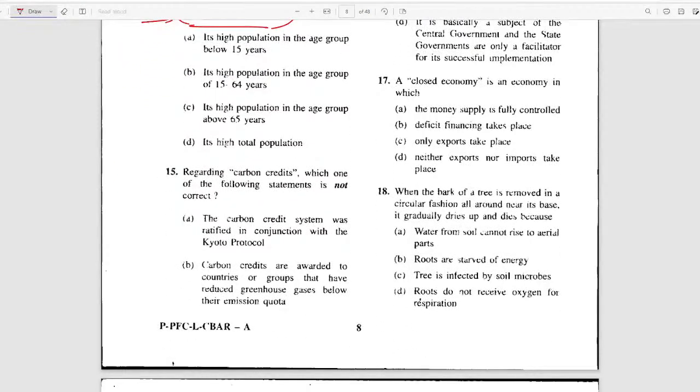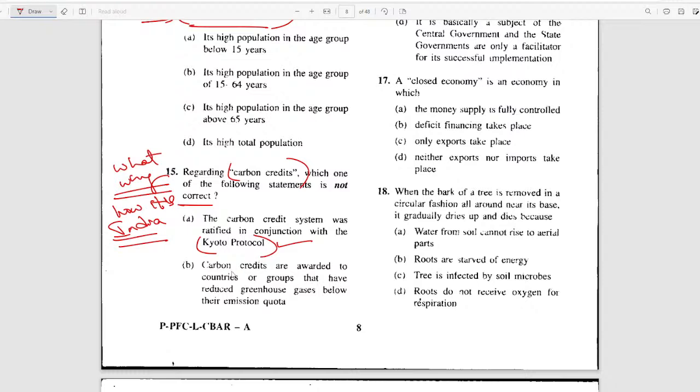The 15th question is regarding carbon credits. Which one of the following is not correct? Carbon credits are important, so read about carbon credits. What are carbon credits? Why are they used? And how are they useful for the country, for India, and also for everyone? The carbon credit system was ratified in conjunction with the Kyoto Protocol, so read about the Kyoto Protocol.